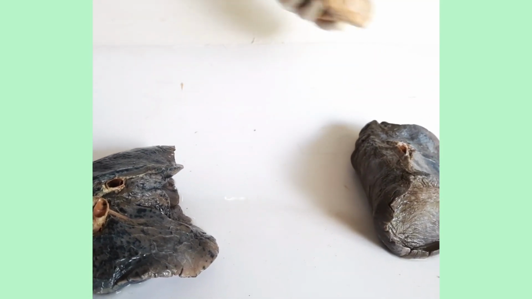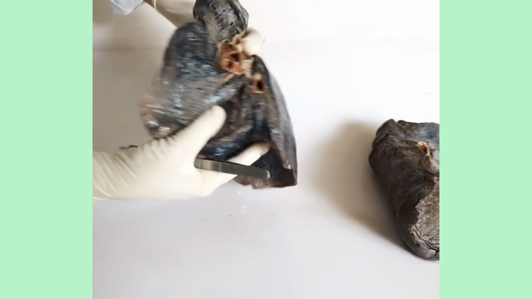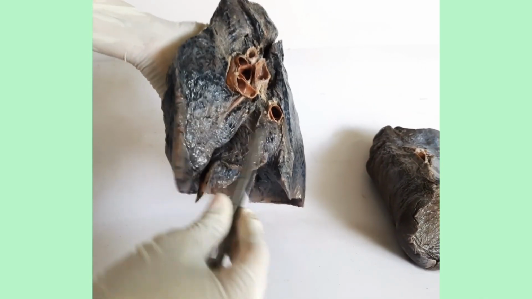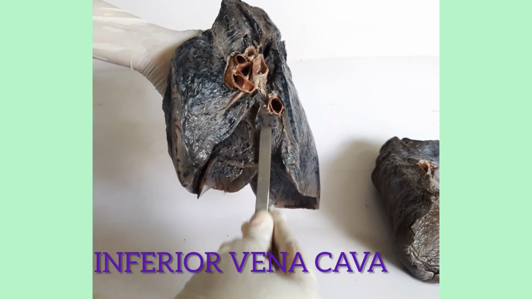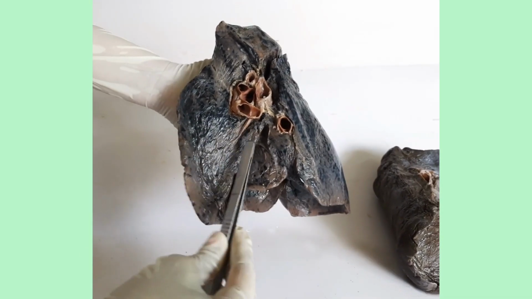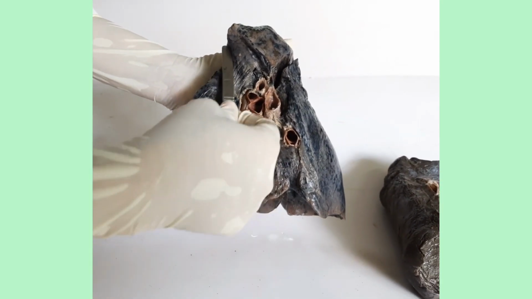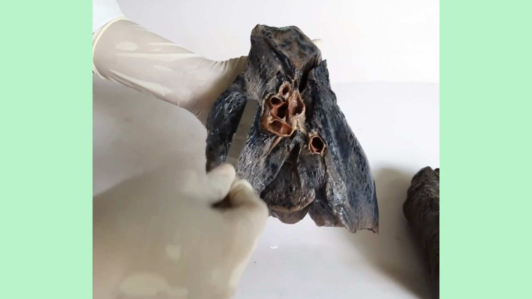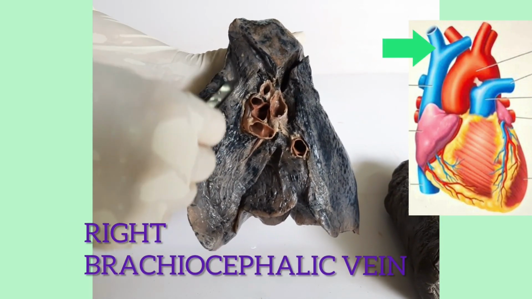So if we see here on the right lung, just on the posterior inferior part of the cardiac impression, you get the vertical groove for the inferior vena cava, while just above the cardiac impression, there is one vertical groove that passes upwards towards the apex. This groove lodges, in the lower part, the superior vena cava, while in the upper part it lodges the right brachiocephalic vein.